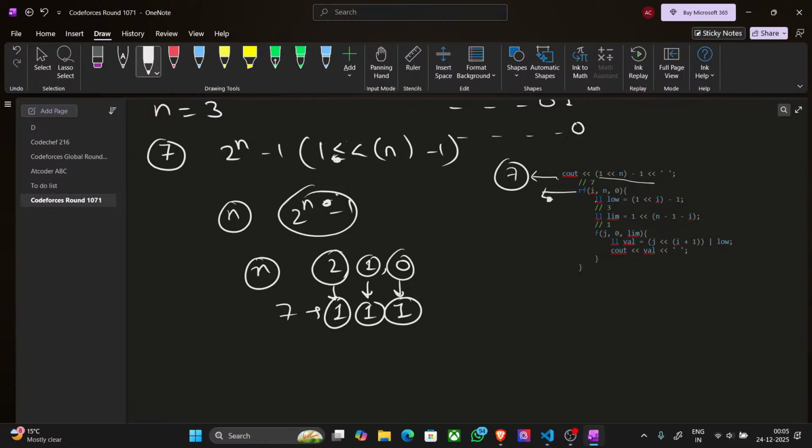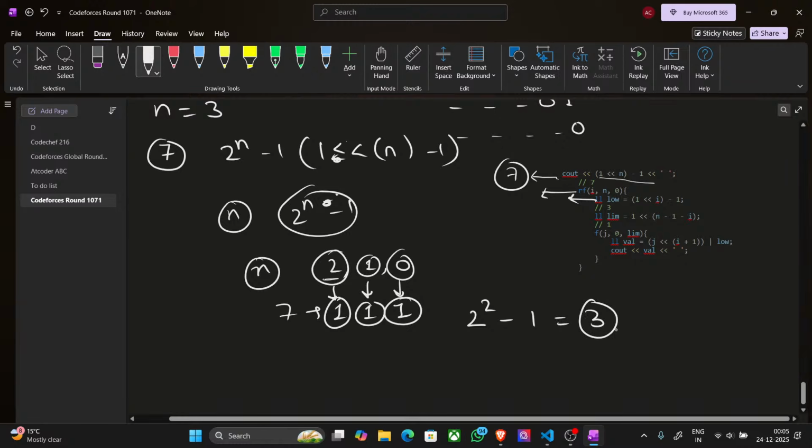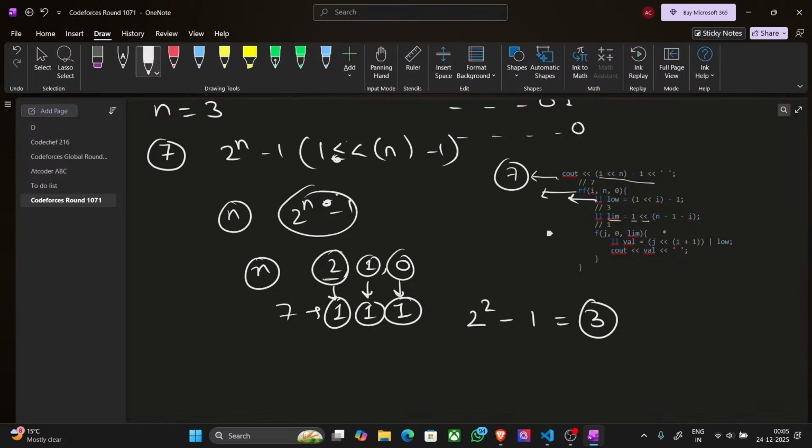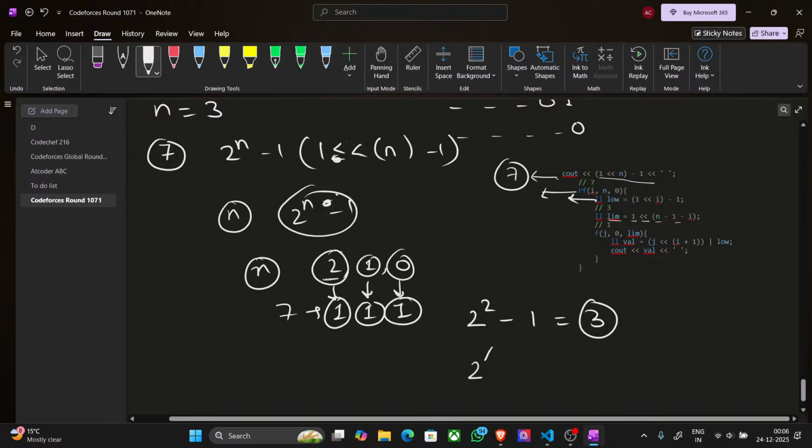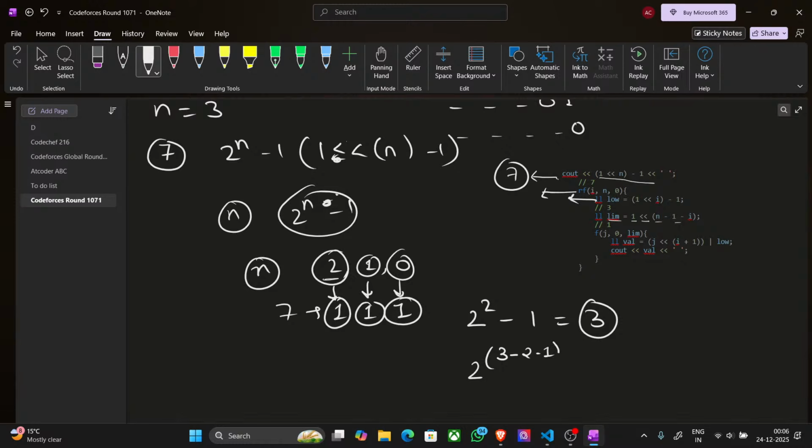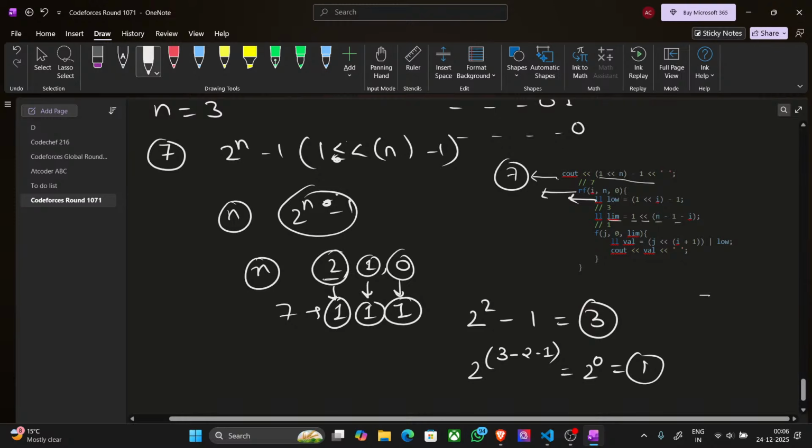Then I have taken low, which comes out to be 1 with left shift of i minus 1. Currently i is 2, so you do 2 raised to power 2 minus 1, and it is 3. So your low is 3. And what is your limit value? It is just 1 left shift with n minus i minus 1. So it is 2 raised to power 3 minus 2 minus 1, which is 2 raised to power 0, or 1. So there is only one element present in this particular set.